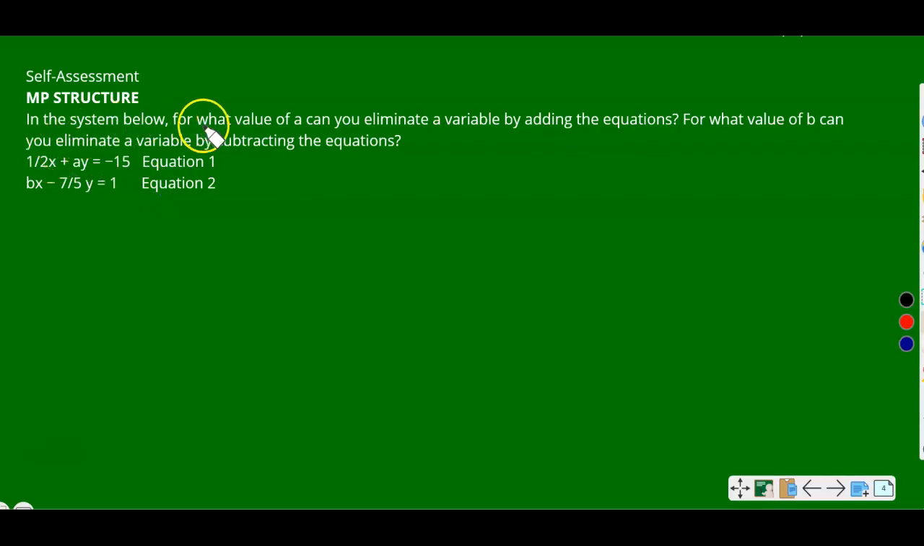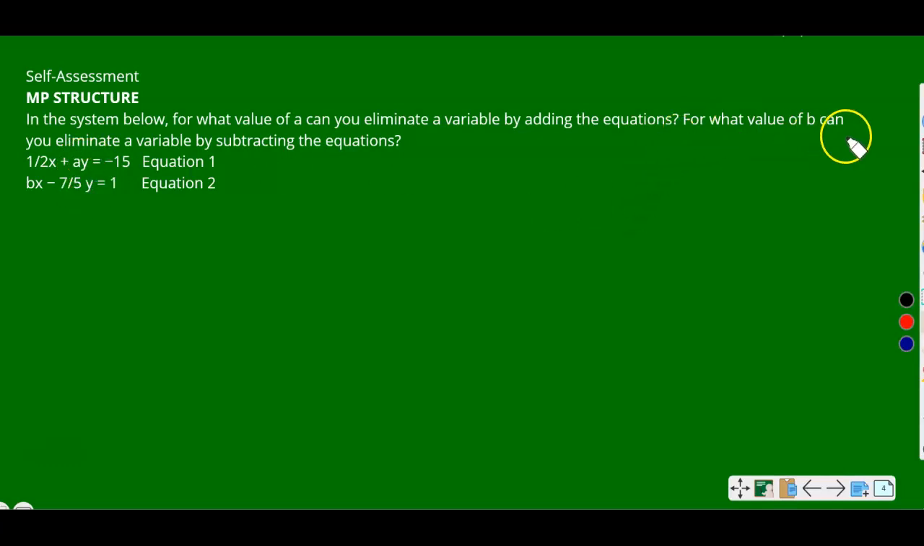In the system below, for what value of A can you eliminate a variable by adding the equations? Okay? For what value of A? So A is right here. If I add these two equations together, what would make that variable eliminate?